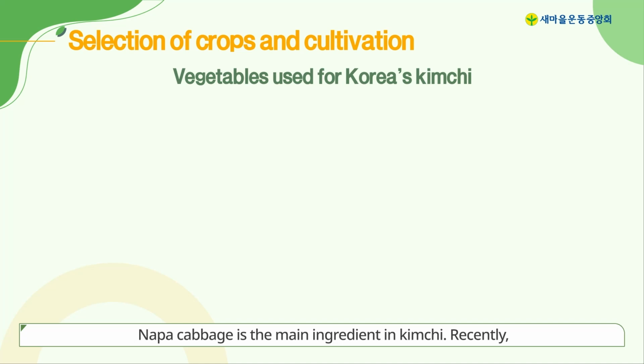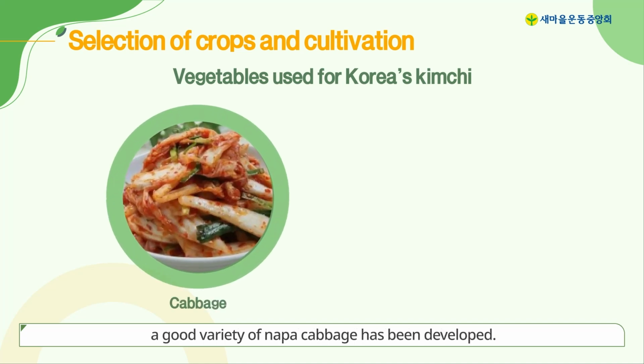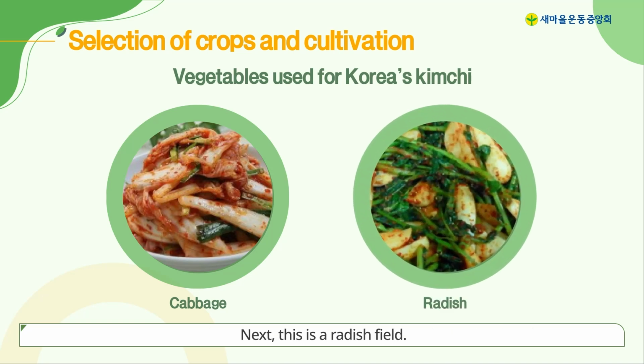Napa cabbage is the main ingredient in kimchi. Recently, a good variety of Napa cabbage has been developed. Napa cabbage is an important vegetable for making tasty kimchi. Next, this is a radish field. Radishes are also used in kimchi.